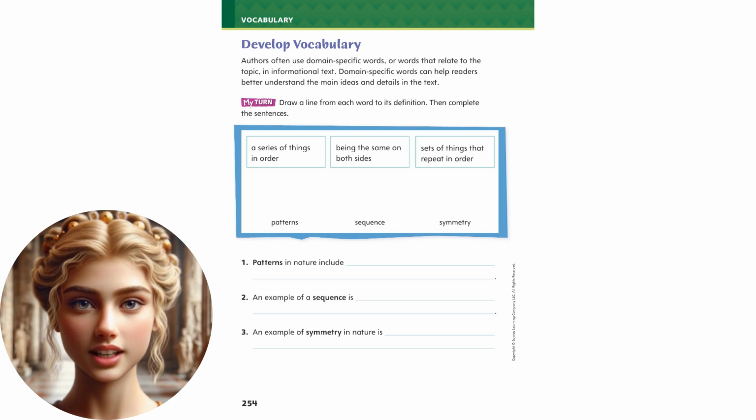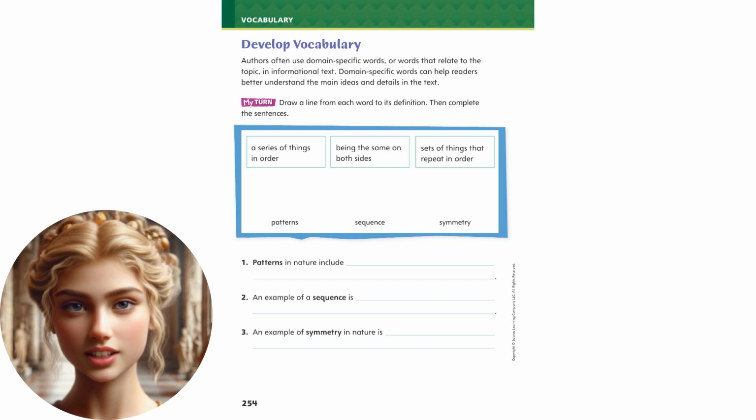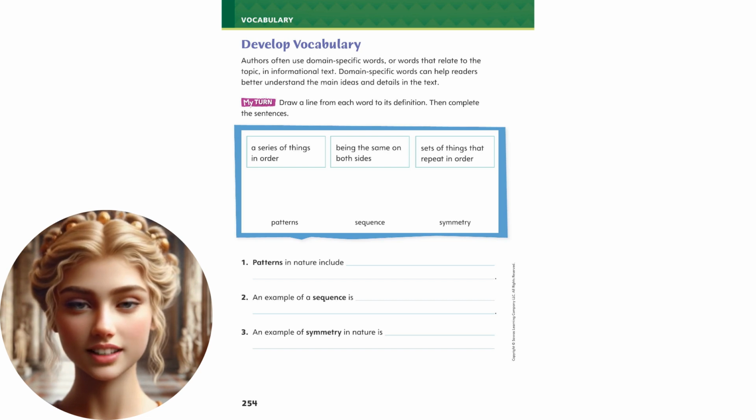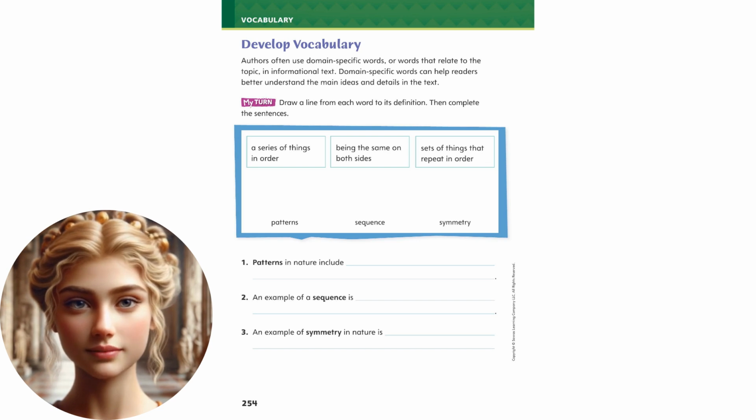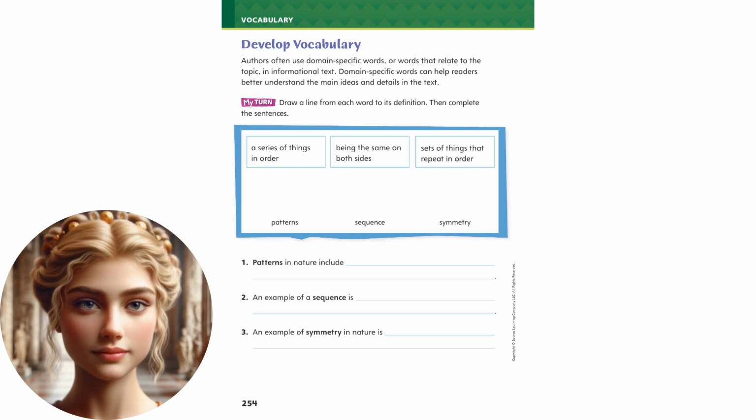Match the words to their meanings. Patterns are sets of things that repeat in order. A sequence is a group of things in order, like numbers or shapes. Symmetry means being the same on both sides, like a butterfly's wings.